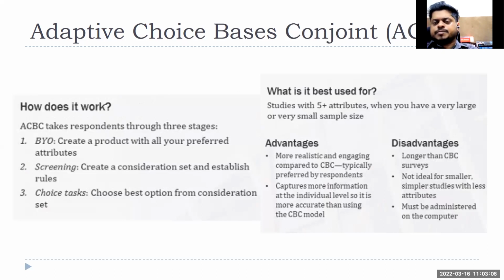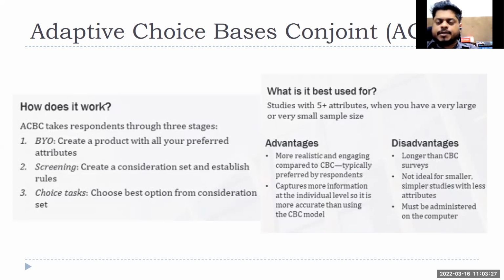Then adaptive choice-based conjoint is a mix of adaptive conjoint and choice-based conjoint. Here I'm asking the customer to build their ideal product. So these are the ingredients, like Dell does. Dell says, okay, these are the RAM options, these are the processor options, these are the screen options. You build your ideal product, right?